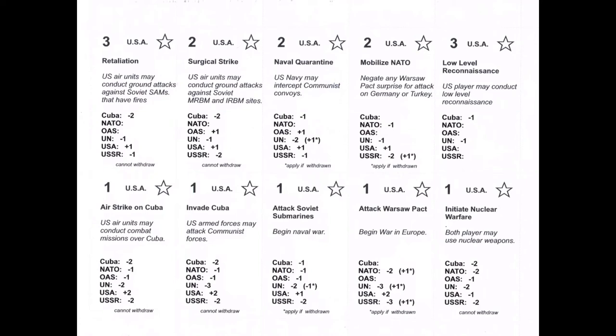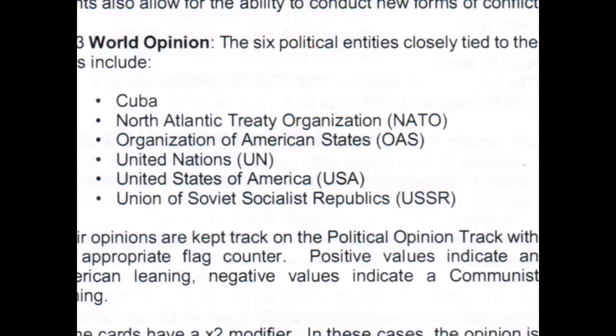Now, so you can see here, the surgical strike, naval quarantine, mobilized NATO, low-level reconnaissance, which allows you to spot non-moving units, airstrikes on Cuba, which you can't do until you play this card, invade Cuba, attack Soviet submarines, specifically the submarines that have nuclear missiles off the U.S. coast. This is very dangerous, but the Americans had good ASW, anti-submarine warfare, at the time. Attack the Warsaw Pact, initiate nuclear war. You can see that's DEFCON 1. So these are the different political entities that are appealed to: North Atlantic Treaty Organization, Cuba, Organization of American States, etc.